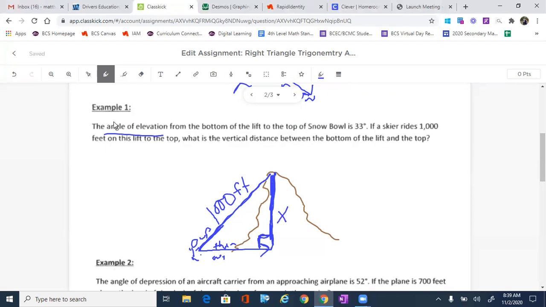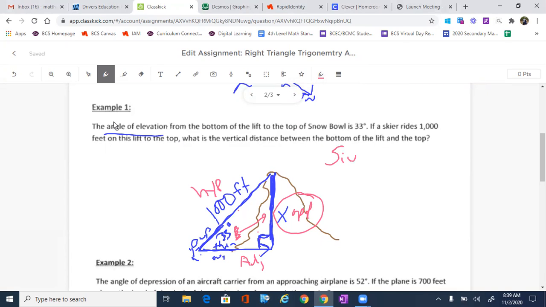It also says the angle of elevation is 33 degrees. So angle of elevation: out, then up, 33 degrees. Traditionally, I love to shade my angles. I come over here and shade. I go across, there is the opposite. There is the hypotenuse, because it's across from the 90 degrees, and this is the adjacent. So we first have to identify that we're looking for the opposite.